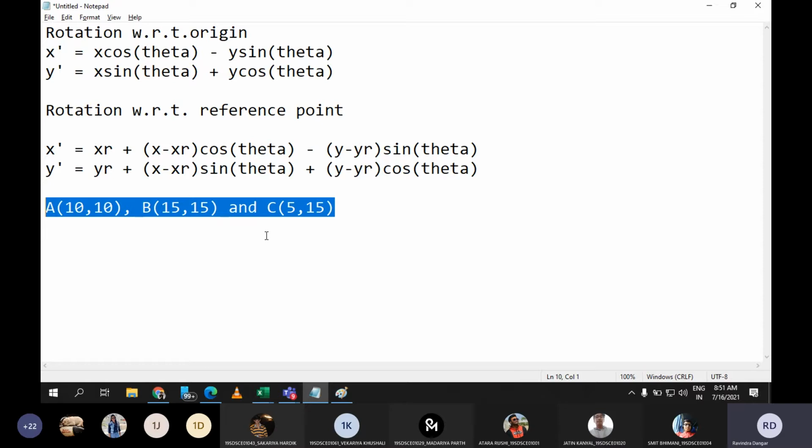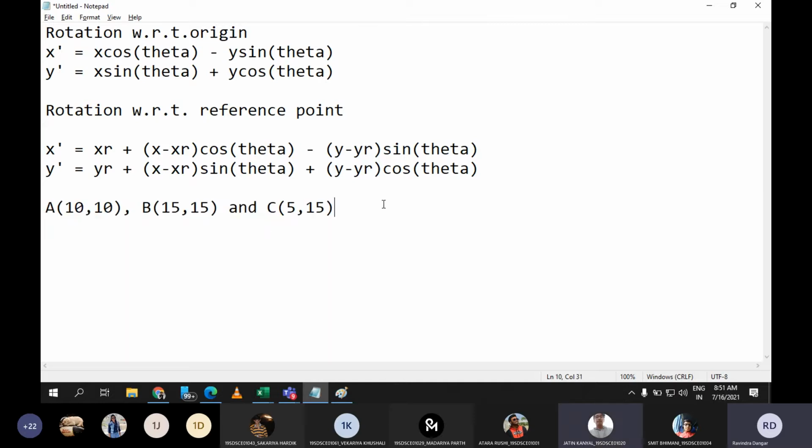Out of all 3 points, which point should we consider as the reference point? Tell me. B, sir. B, okay, great. So let's say we are going to consider xr, yr, which is B, where the coordinates are 15, 50. This is our reference point.